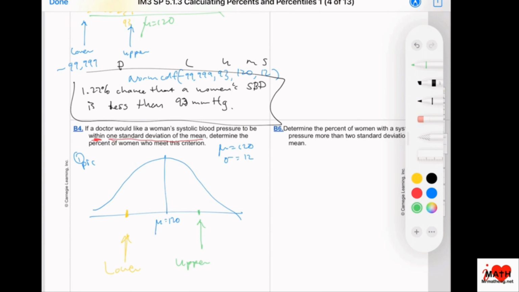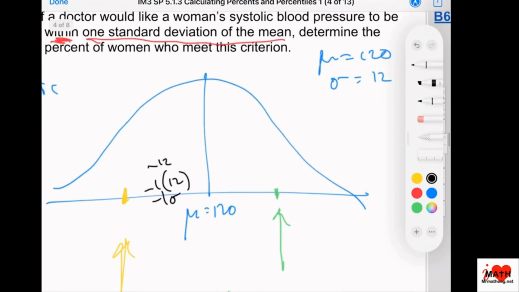So remember, if you subtract one standard deviation, so subtract 12, right? That's why it's a minus 12 going to the left. You're going to get what? 108. Because 108 plus 12, you get 120. And if you add one standard deviation, or add 12, you're going to get 132. Okay, so basically what we're trying to find is this area here. All of this.